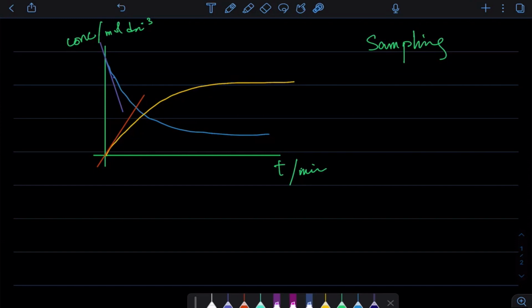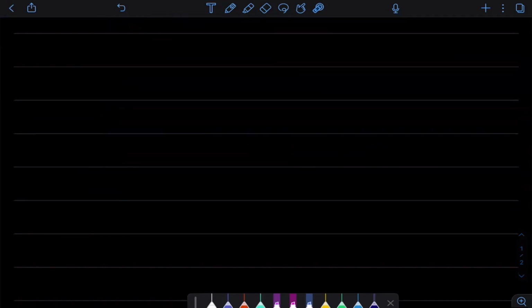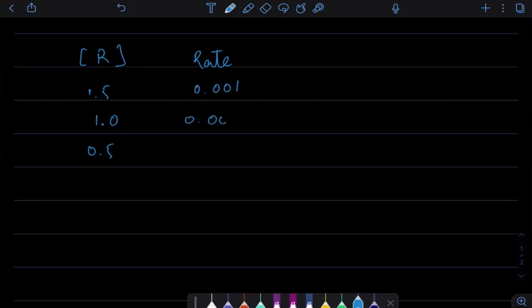So based on this we get different values. One simple way of figuring this out is, for example, I have concentration of reactant R as 1.5, 1 and 0.5, and my rate by taking the gradient at different points is 0.001, 0.0067 and 0.0033, let's say. Now I have to see how my rate is behaving.